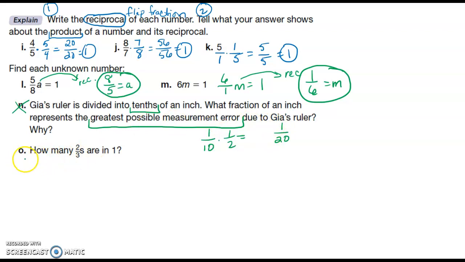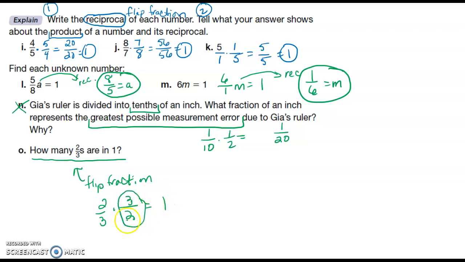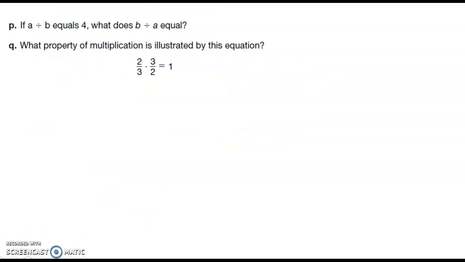Okay. In O, which is our final practice problem, how many 2/3 are in 1? Whenever you see this question, flip your fraction. Okay. 3/2. And this is how we know, because when we multiply 2/3 by 3 over 2, we get 1. So this is the answer they're looking for. All right, if you have any questions, oh, we have one more. My bad. Here we go.